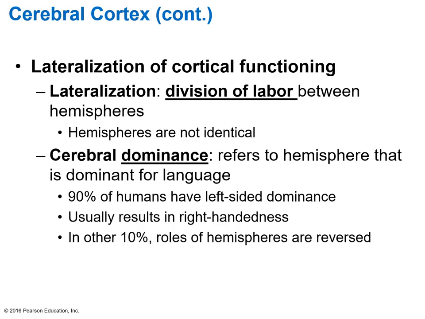Lateralization basically refers to the division of labor. The hemispheres are not identical. And most people tend to have a dominance of one side over the other. When we talk about cerebral dominance, it refers to the hemisphere that is dominant for language. 90% of humans have left-sided dominance, which means they're usually right-handed. The other 10% is reverse. If they have right-sided dominance, they tend to be left-handed.